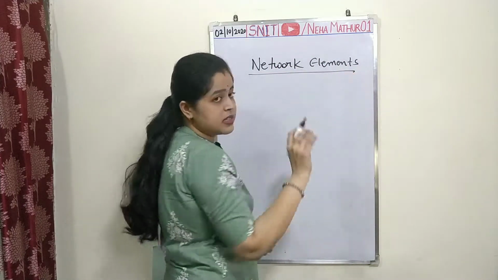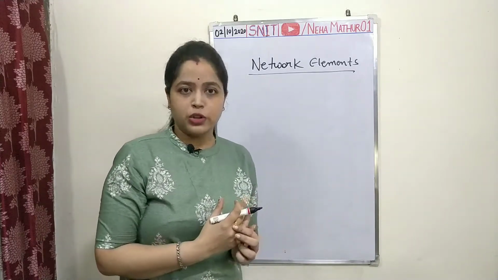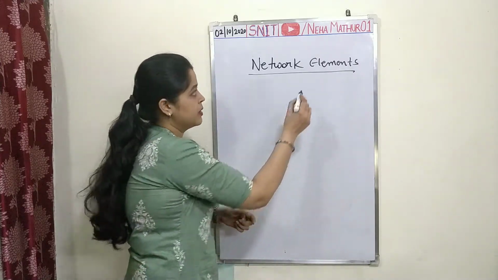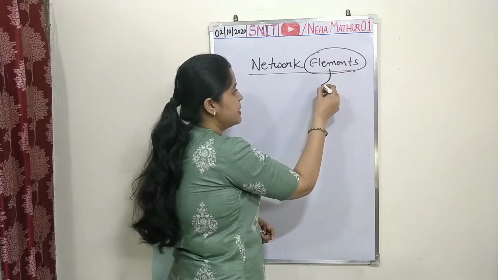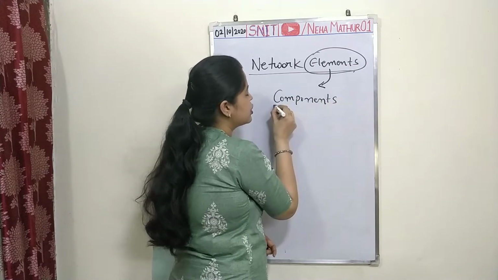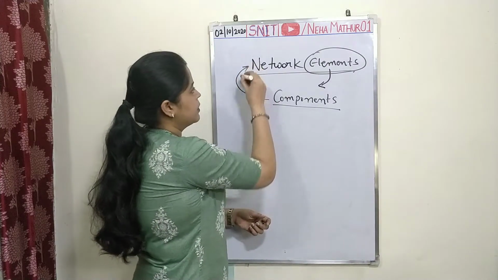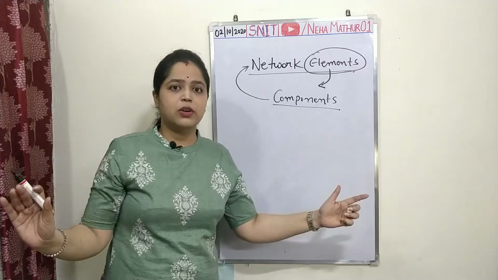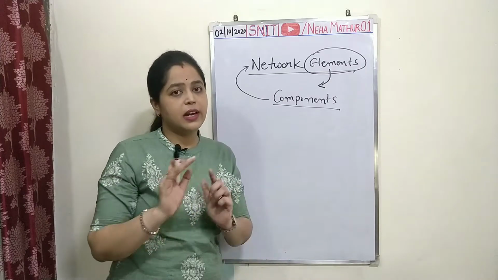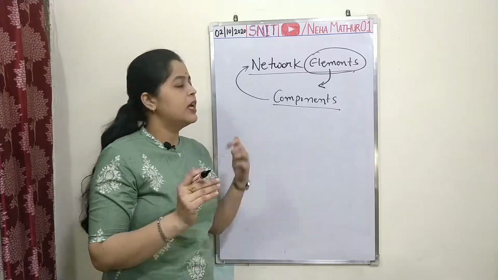As we already discussed in the last video the basic terminologies related to network theory, today we are going to discuss network elements. Elements means components, or you can say the electronic components which you use to make your network. All the components in electronic networks are specifically categorized into several categories, so we are going to discuss the proper classification of the network elements.